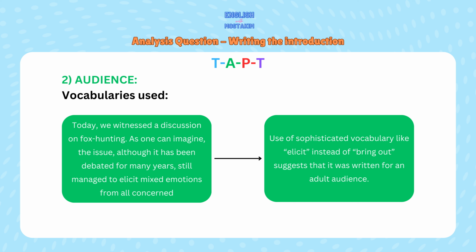So since they have used some sophisticated vocabulary, it suggests that it was written for an adult audience. Someone from a younger demographic or a young audience cannot easily deduce what elicit might mean. So we can deduce that the audience of this text is someone adult.